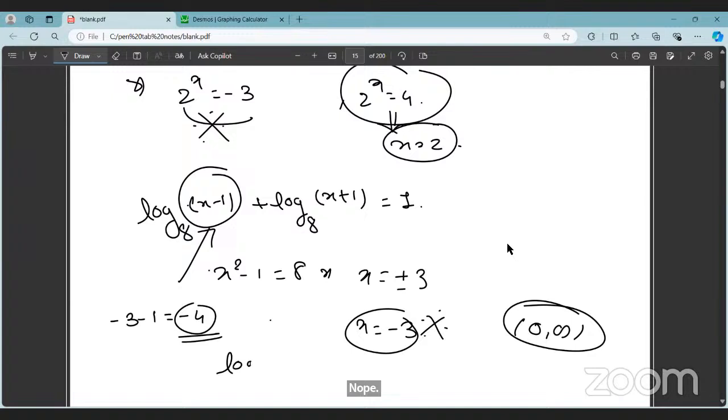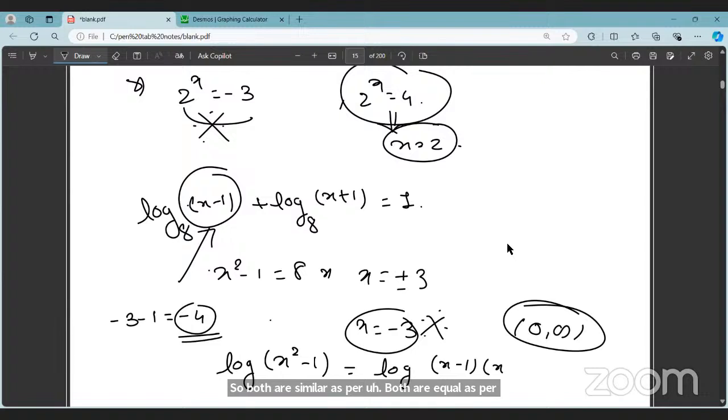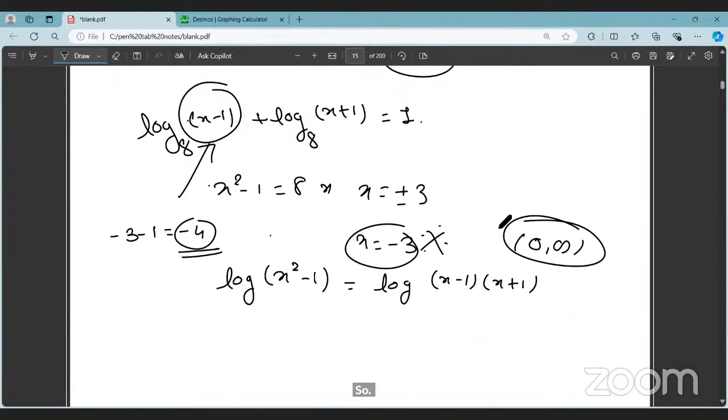No, the domain is not accepted. Log of x square minus 1 is there, right? Because log of x square minus 1 is nothing but log of x minus 1 plus log of x plus 1. So both are equal as per logarithmic properties. So when it is acceptable in one form, why is it not acceptable in the other form?